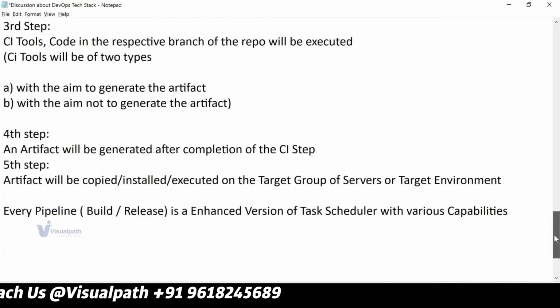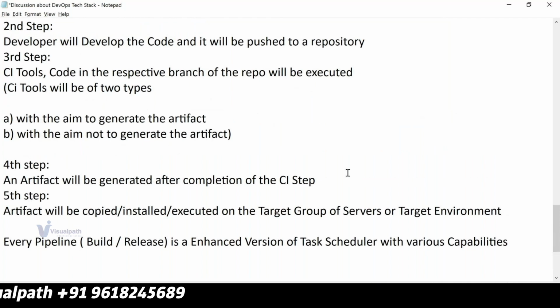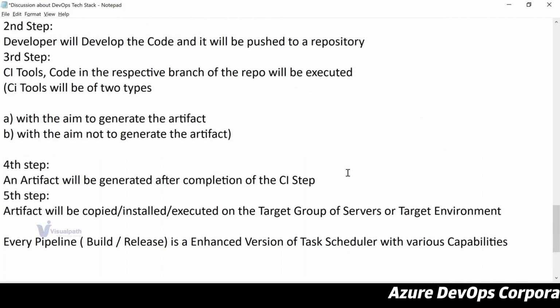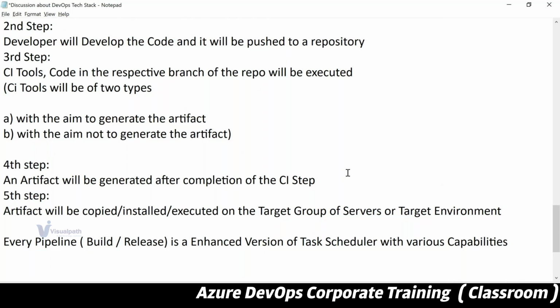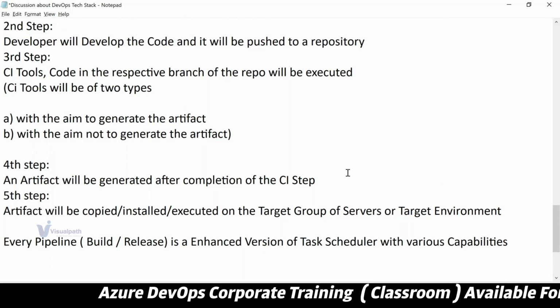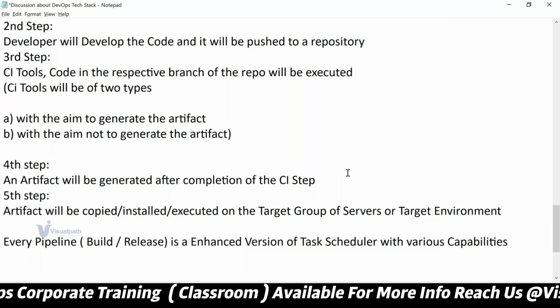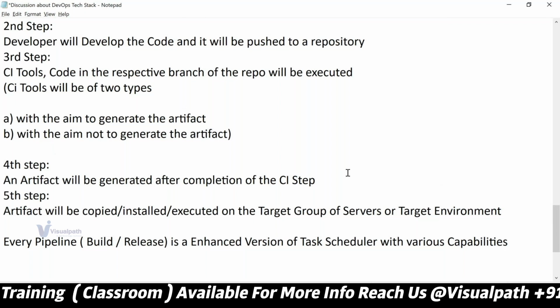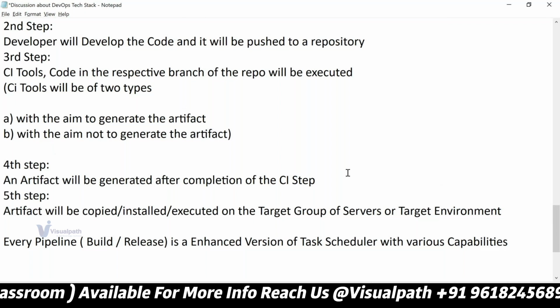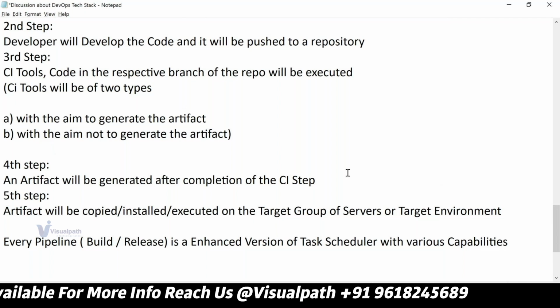It's not mandatory that every CI pipeline should be configured to produce an artifact only. Your pipelines can be created without producing an artifact, or they can be created with the aim of creating the artifact also.